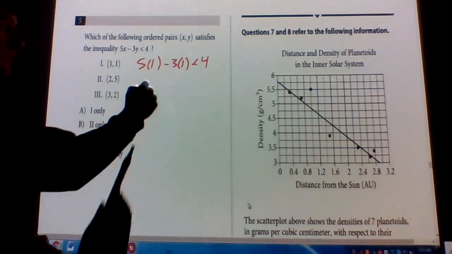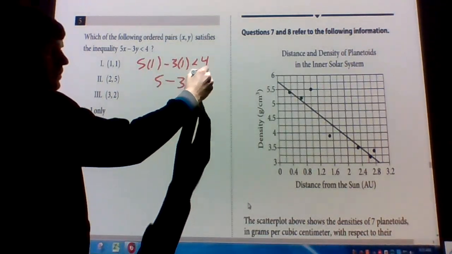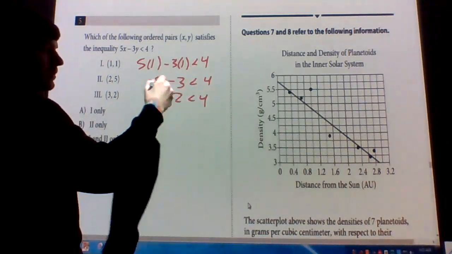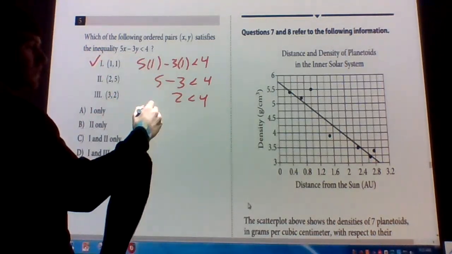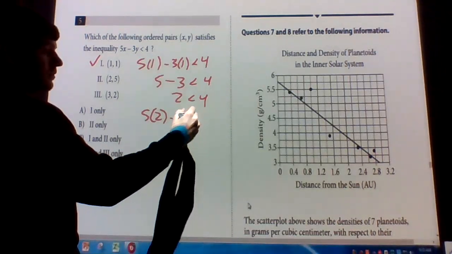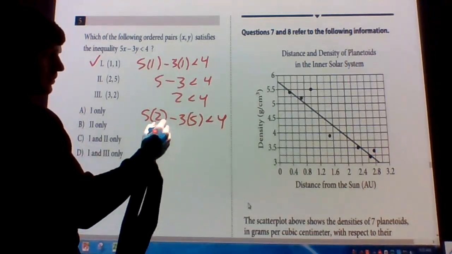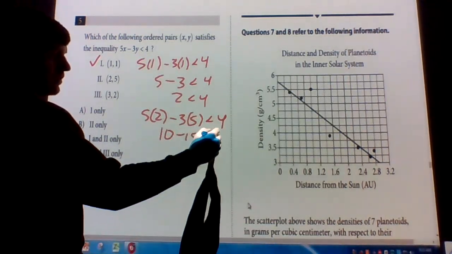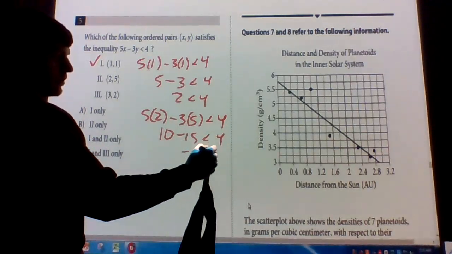Right, so you can get 5 minus 3. Is 2 less than 4? Yes. Okay, you can plug in 2 and 5, so 5 times 2 minus 3 times 5 is less than 4. That's 10 minus 15. Is negative 5 less than 4?